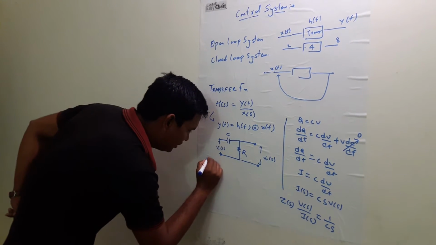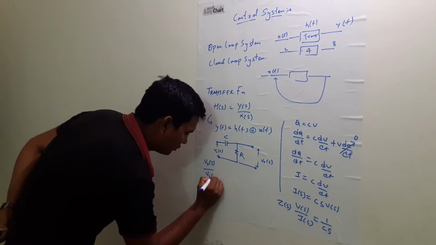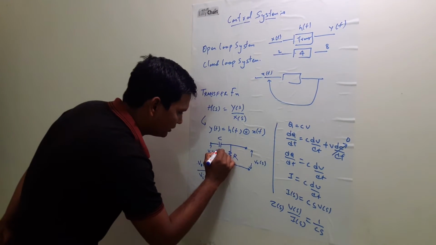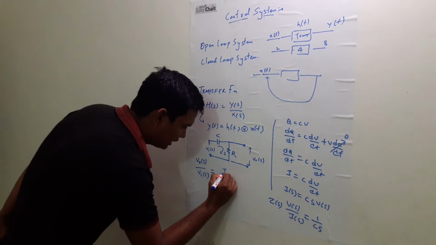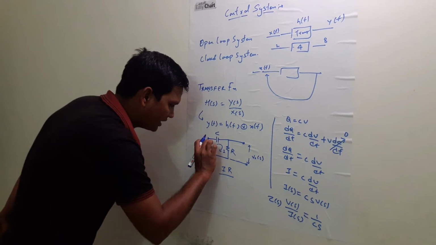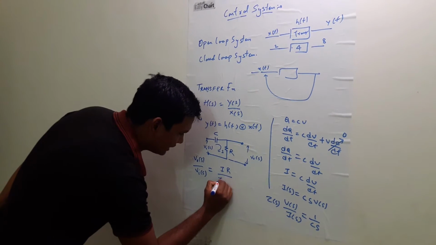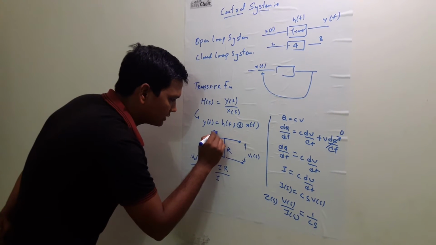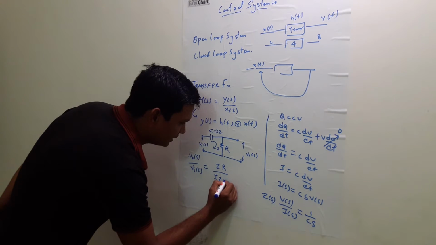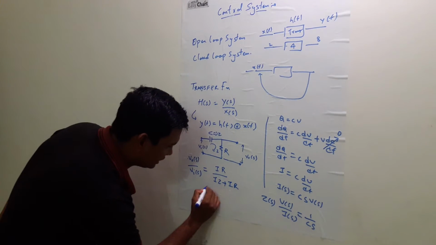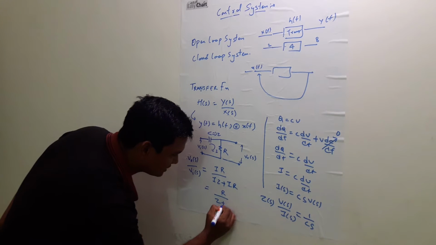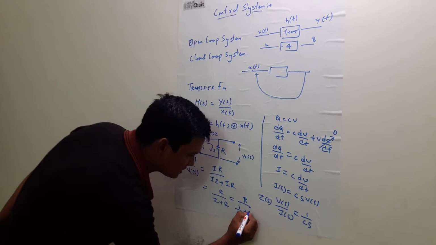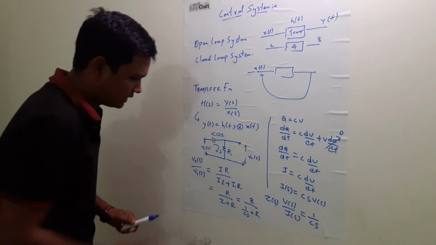So what will be V0(s)/Vi(s)? Assuming there's a current I flowing here, V0(s) will be IR. And Vi(s) is nothing but the drop here plus the drop here. So I into the impedance, let me call it Z, so IZ plus IR. If I take I common, this will be R/(Z+R), and if I replace Z by 1/Cs, it becomes R/(1/Cs + R), and I can further drill down.